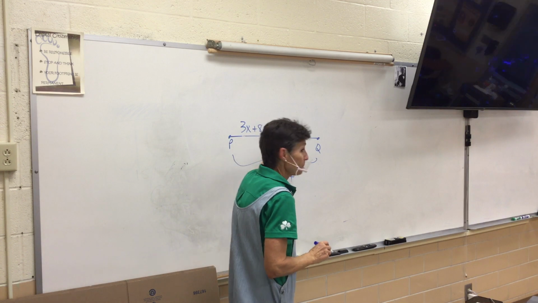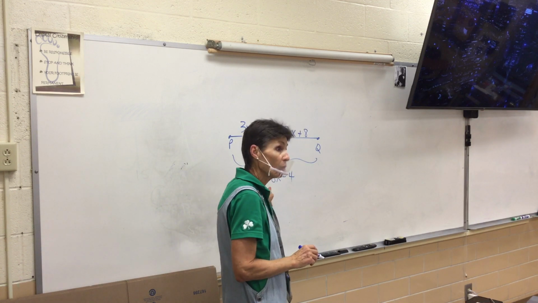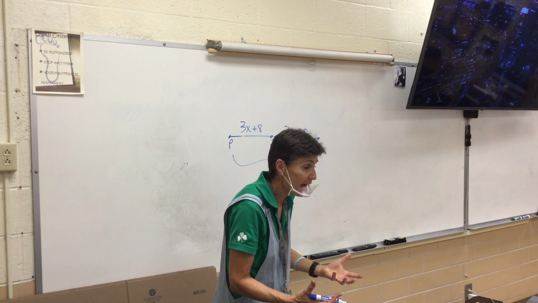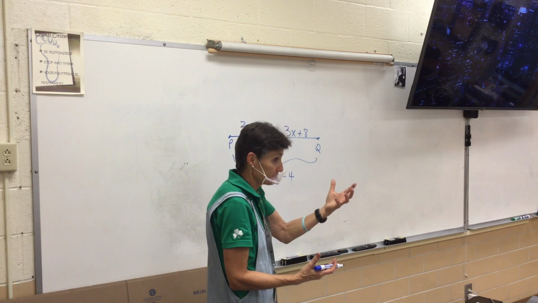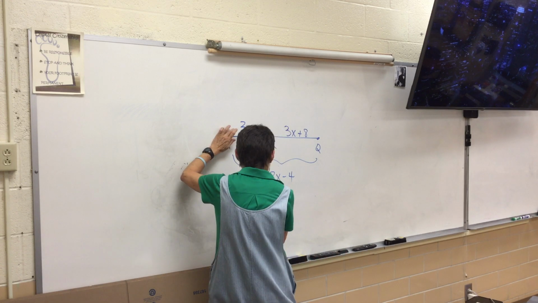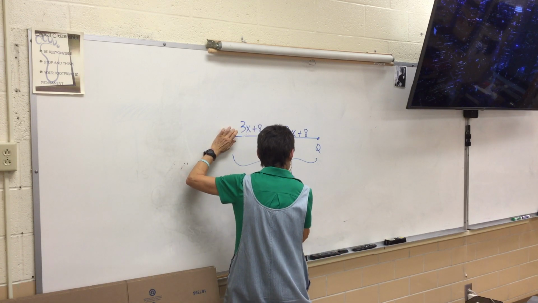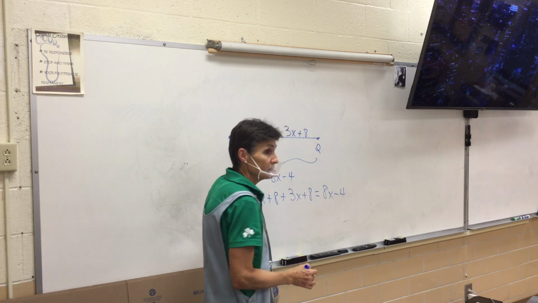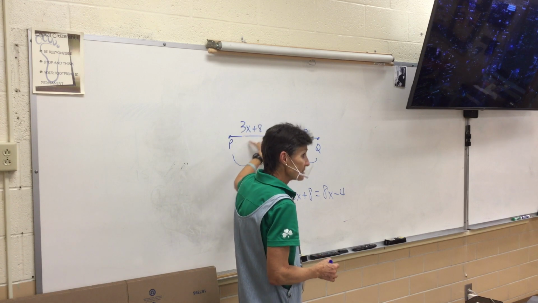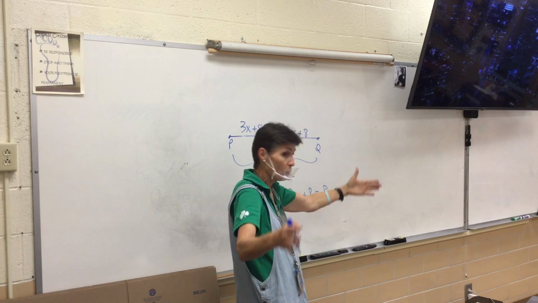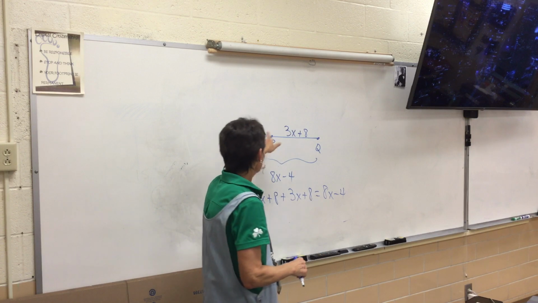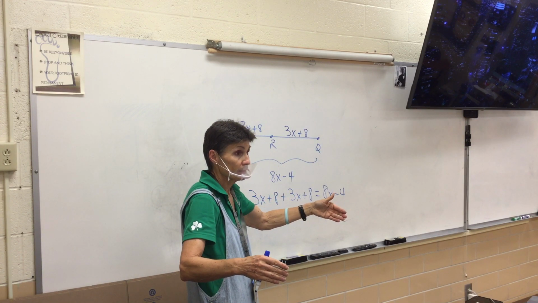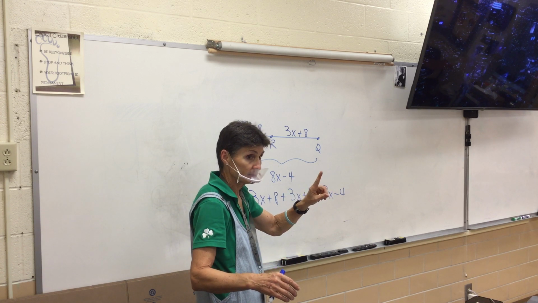Now, these are the two pieces, and this is the whole thing. So what equation is going to come out of that? 3x plus 8 plus 3x plus 8 has to equal 8x minus 4, because piece plus piece equals whole, or little plus little equals big. Does that make sense to everybody?